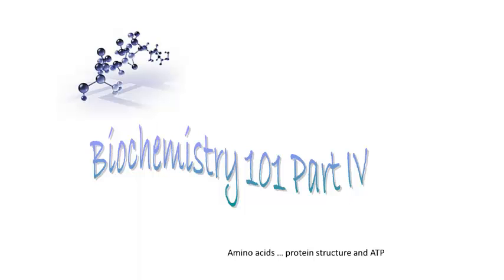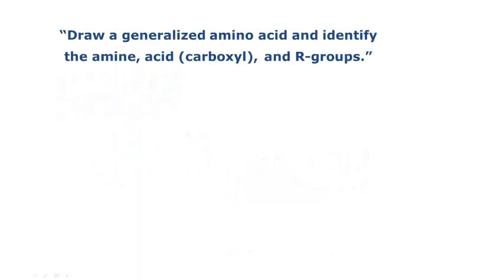Welcome to yet another objective or two. This one focuses on amino acids and proteins. So, in terms of the objectives, you're actually looking at this: draw a generalized amino acid and identify the amine group, the acid group, also called the carboxylic acid, and the R groups.